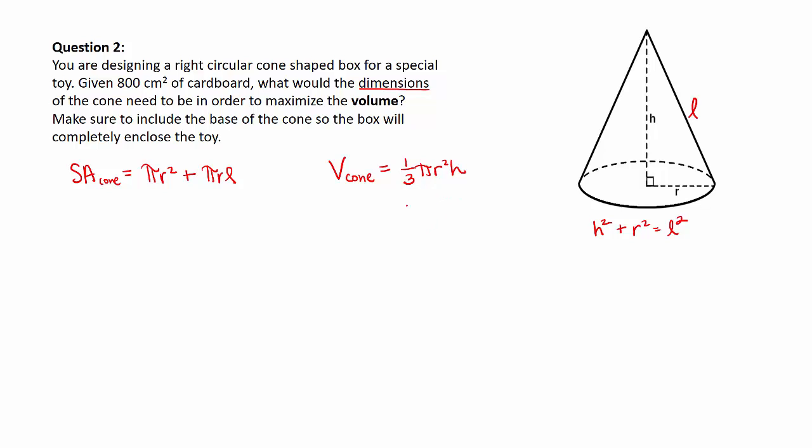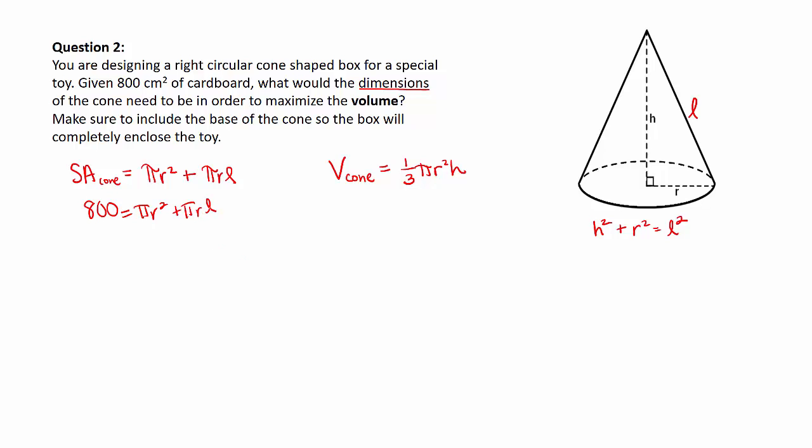So the big ideas are laid out. Let's start with what's given and go from there. I know that the surface area is going to be 800. That's 800 centimeters squared, the cardboard that's going to be used to make the box. That's the surface area. So here we have our surface area.